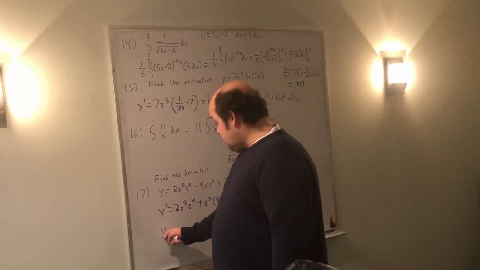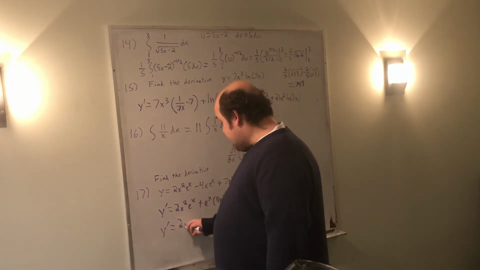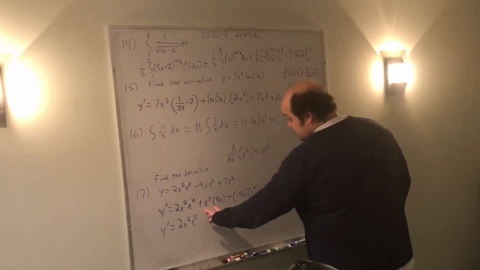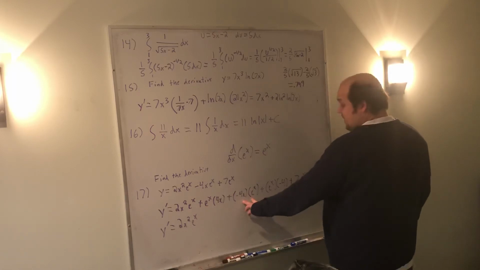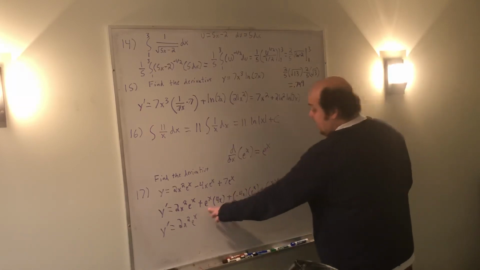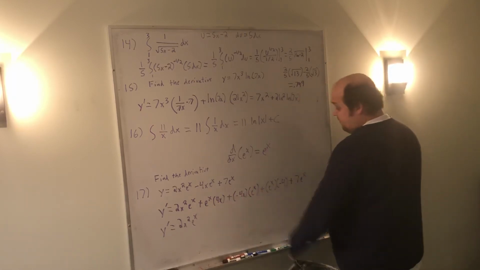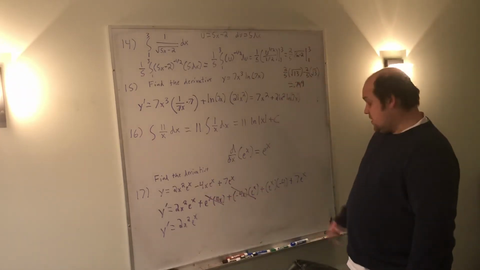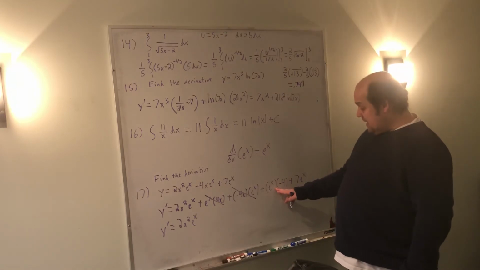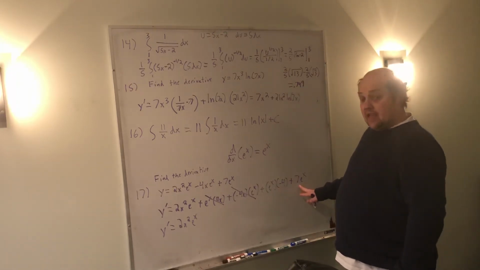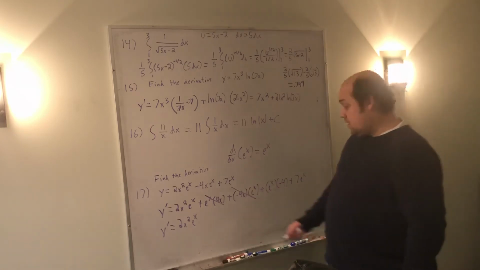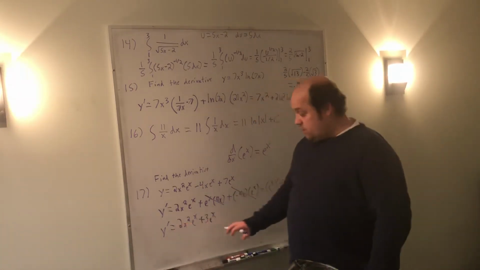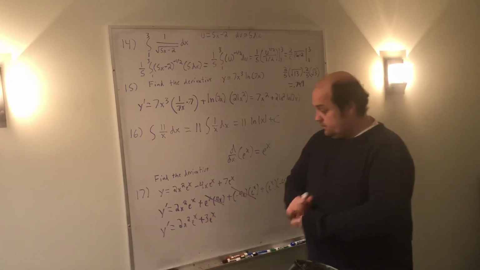Cleaning this up a little, y prime equals 2x squared e to the x. Here I have a positive 4x e to the x, and here I have negative 4x e to the x. Together, they equal 0. Here I have negative 4e to the x. Here I have positive 7e to the x. 7 minus 4 leaves me with 3e to the x. So this would be my correct final answer.